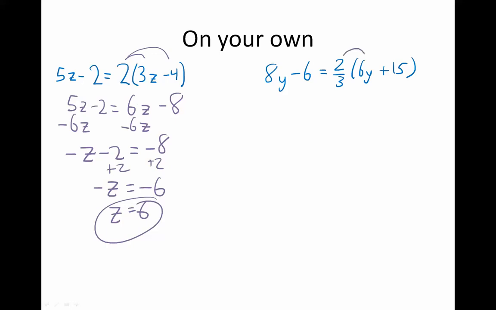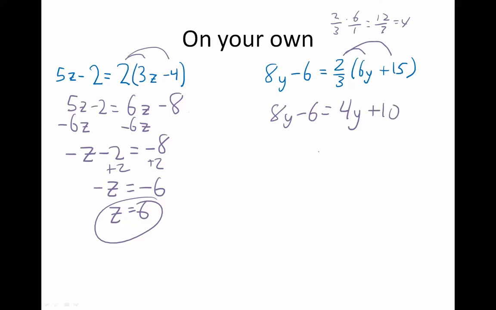Second problem over here, we're going to distribute the 2/3. Left side of the equation stays the same, but 2/3 times 6y gives me 4y, right? Remember, it's 2 over 3 times 6 over 1. That's 12 over 3, right? 4, just so you can see it. 2/3 times 15 is going to be 10. 2 times 15 is 30, divided by 3 is 10.